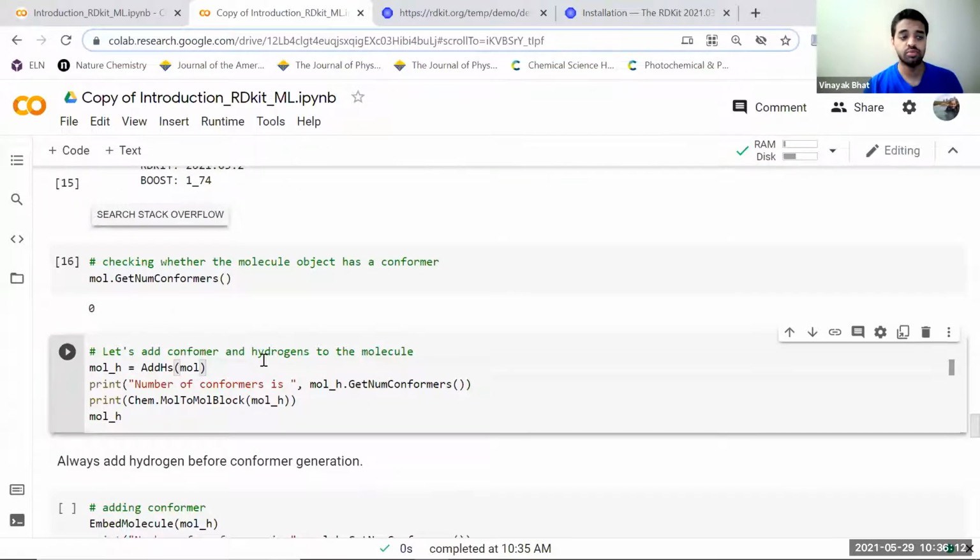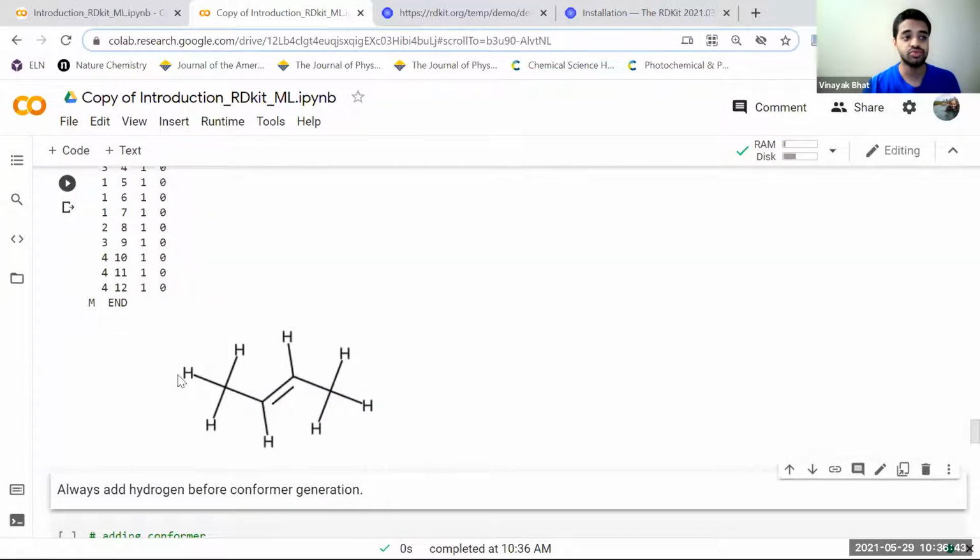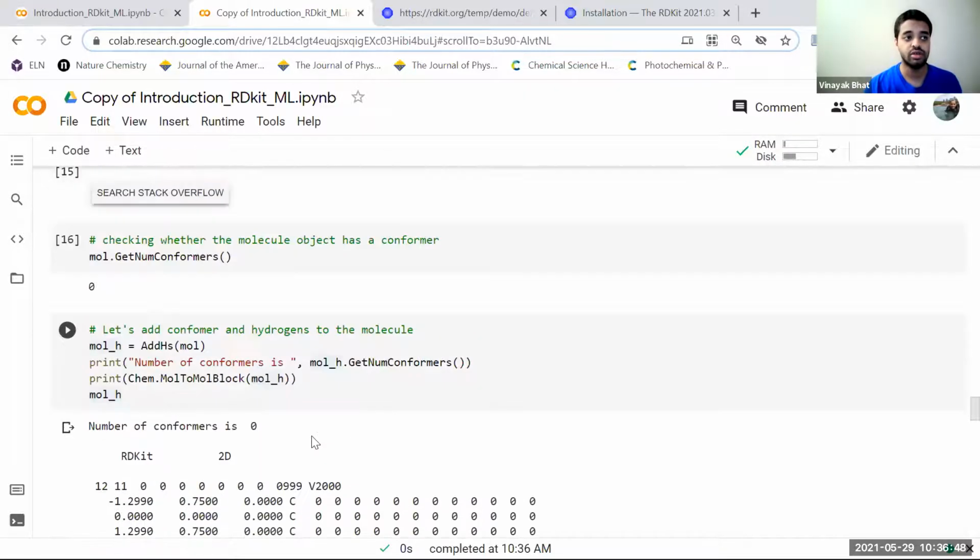To generate the conformer, we first need to add hydrogens. As we saw, we did not have hydrogens. Let's add hydrogens with this command, which is add hydrogens, and pass in a molecule. It will give back another molecule. And what I'm doing here is saving it back as a mole block too. So the mole block is what you will see right now. You generated a molecule with hydrogens now, because we said add hydrogens, and RDKit will add hydrogens to it.